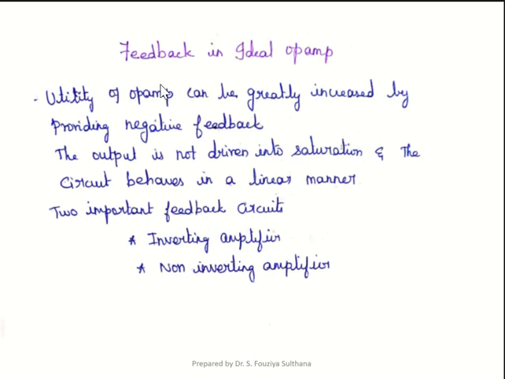Though the op-amp offers a very high gain, it makes the amplifier unstable and very hard to control. So negative feedback is applied to get a stable output. By providing negative feedback, the output is not driven into saturation and the circuit behaves in a linear manner. So the two important feedback circuits in op-amp are the inverting amplifier and the non-inverting amplifier.